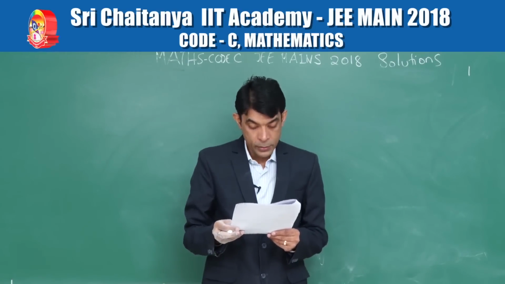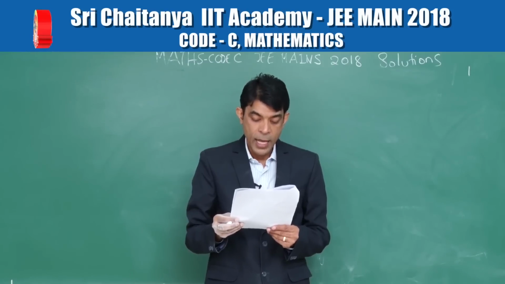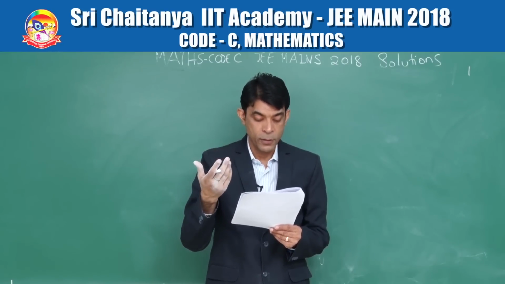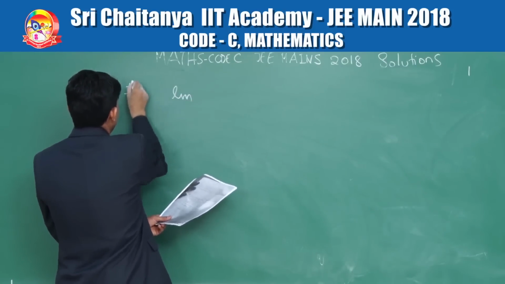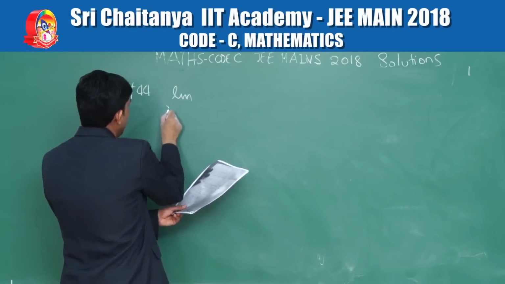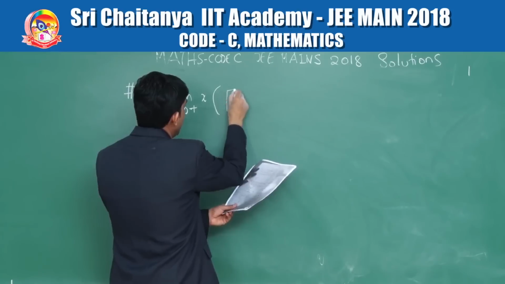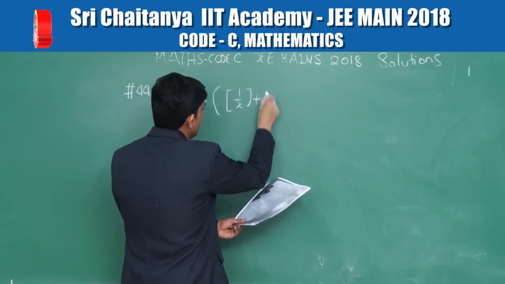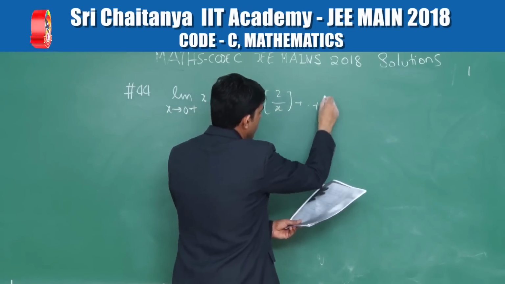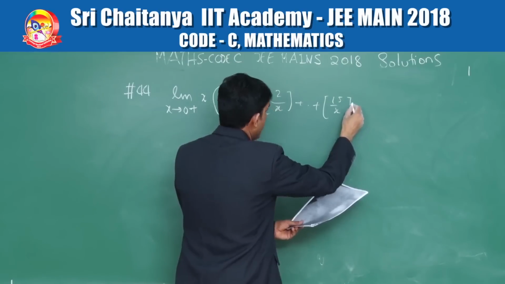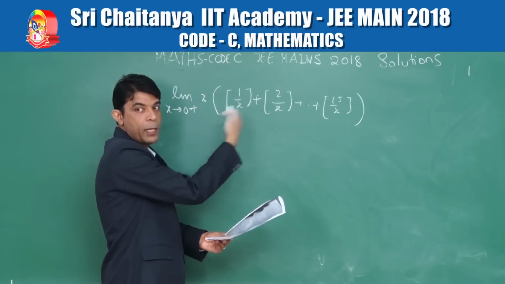Number 44. This concerns the limit, and the function is defined in terms of the greatest integer function. So it asks you to calculate the limit. It's number 44: limit x tends to 0 plus of x times the integral part of 1 over x plus 2 over x all the way to 15 over x. Let's try to bound this function from above and below.